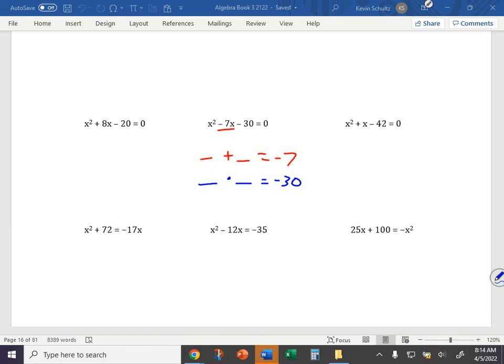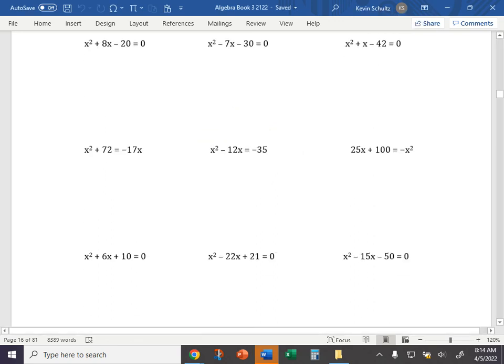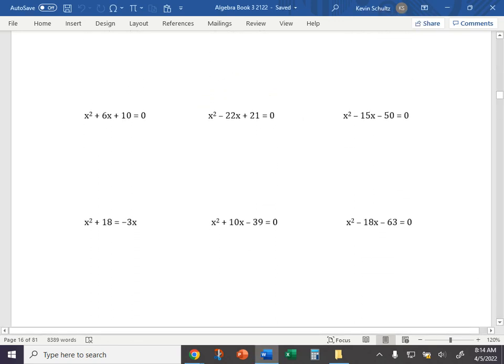It's possible. Jack, you find one? No, I don't want the answer. I want you to tell me which one is not possible. Fourth row, first one. Read it, please. X squared plus 6x plus 10 equals 0.